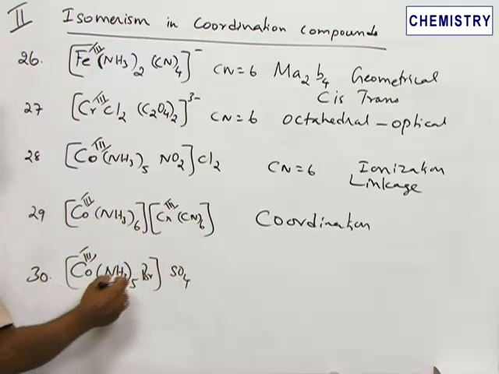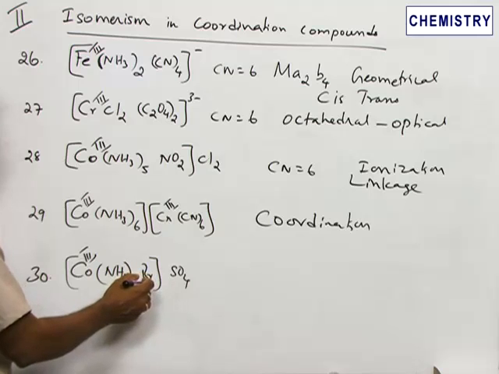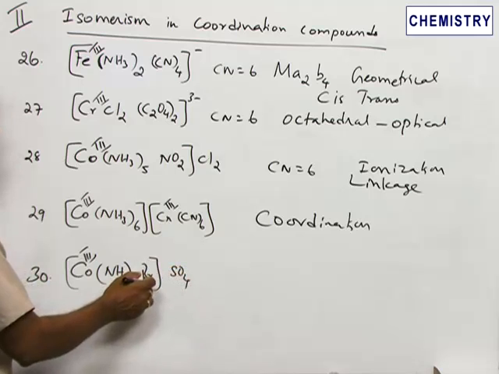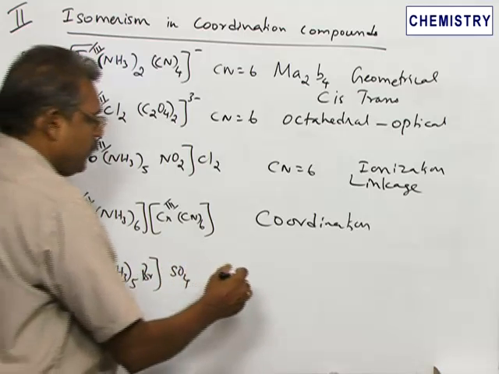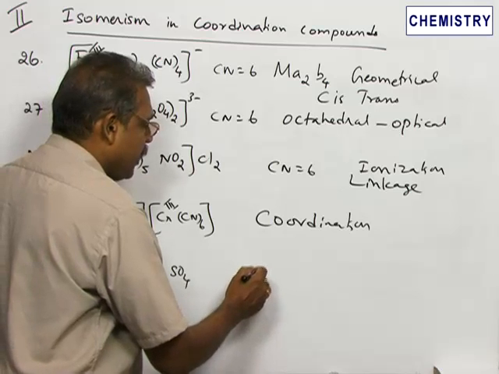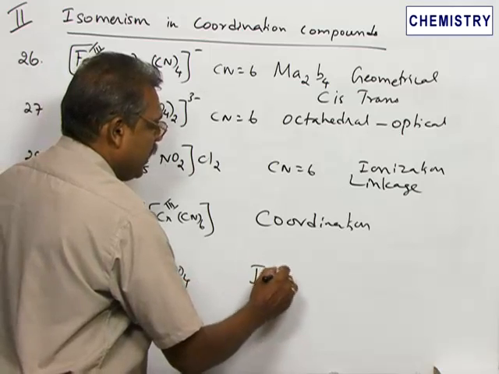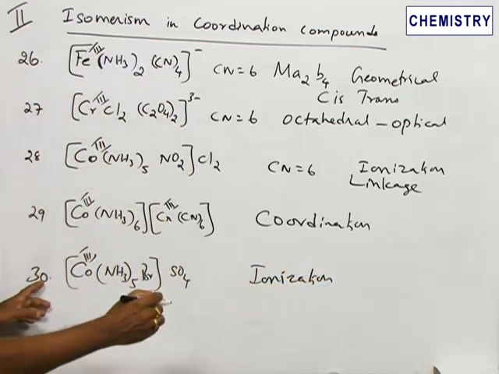And number 30, here again sulfate counter ion, here bromo. If bromo goes outside, that's called bromide, and the sulfate comes inside, that's called sulfato. And this particular compound exhibits structural isomerism. Under structural isomerism, ionization isomerism is possible. So ionization isomerism in compound number 30.